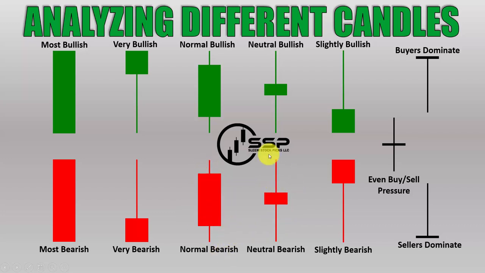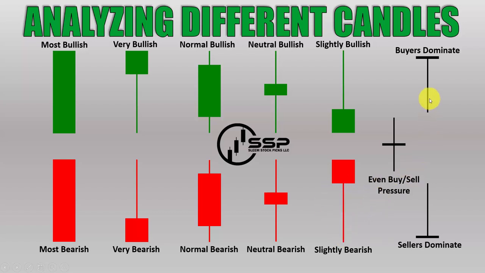Here we have the neutral bearish, which works the exact same way as the neutral bullish, where the bears came out on top, but at the same time they barely won. And the slightly bearish candle works the exact same way, where the bears still came out on top, but we still had a good amount of buying pressure on this dip due to the lower shadow.